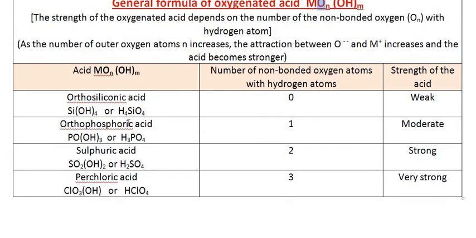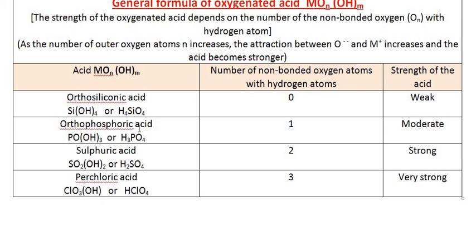For example, orthosiliconic acid, H4SiO4. Four hydrogen atoms are linked with four oxygen atoms in this way. There is no free oxygen here, so this acid is weak. Why? Because there is no free oxygen. All oxygens are linked to hydrogen, so this acid is very weak.